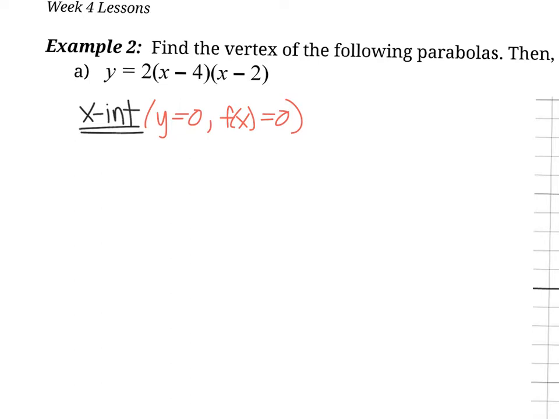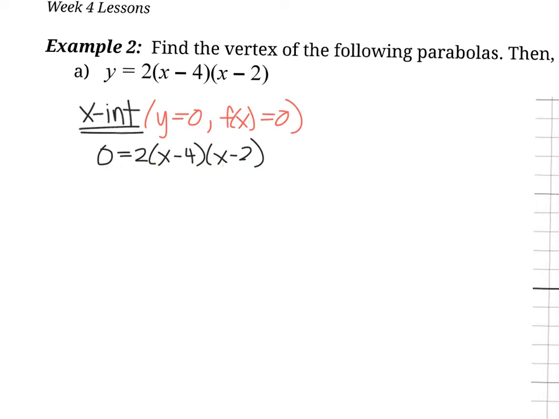So let's find the x-intercepts. The first thing I'm going to do is plug in y equals 0. So instead of y, I'm going to put 0 equals 2(x minus 4)(x plus 2). And because I am so nice, I gave this already in factored form. So we don't have to factor it. We don't have to use the quadratic formula to solve this thing. It's already almost solved for us.